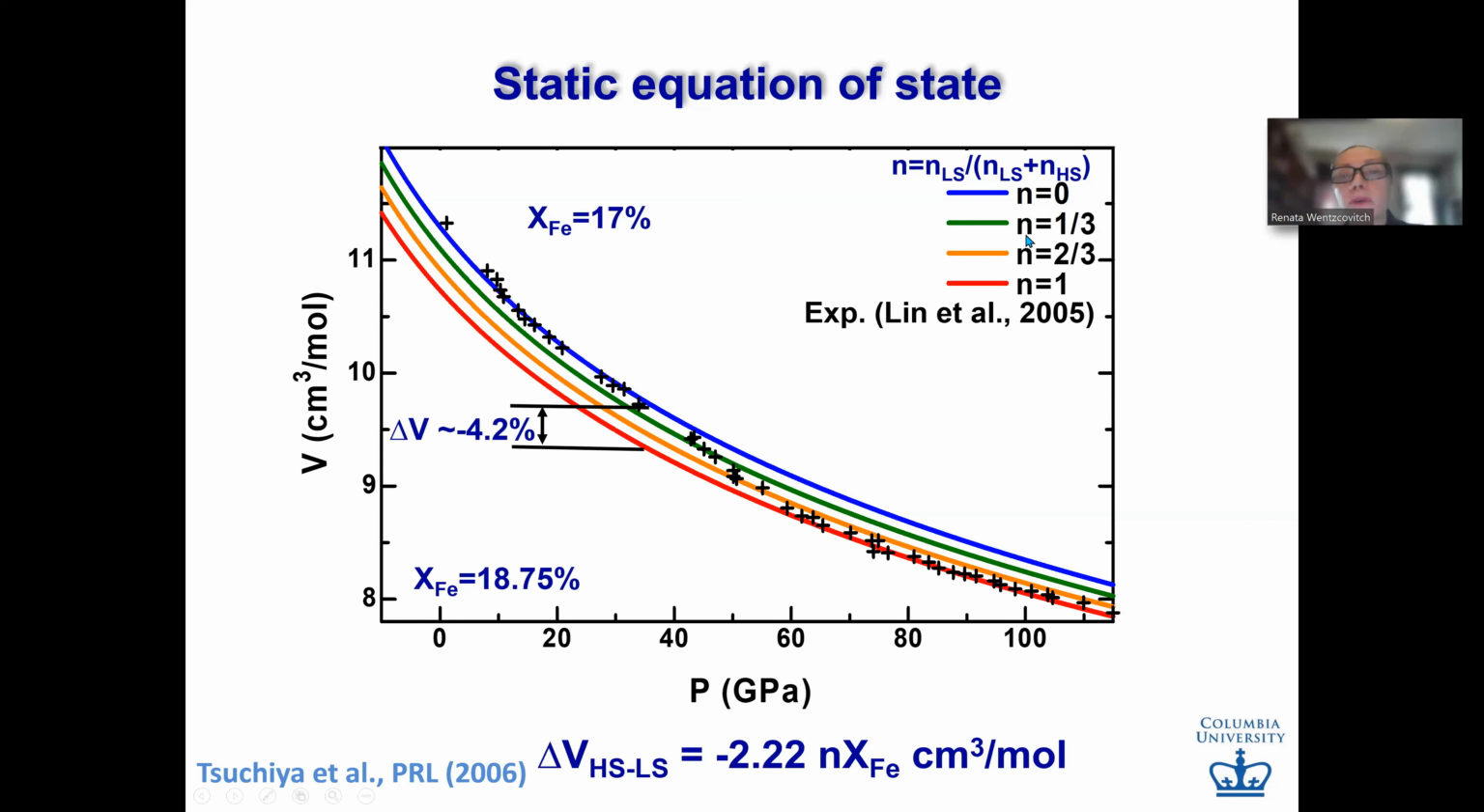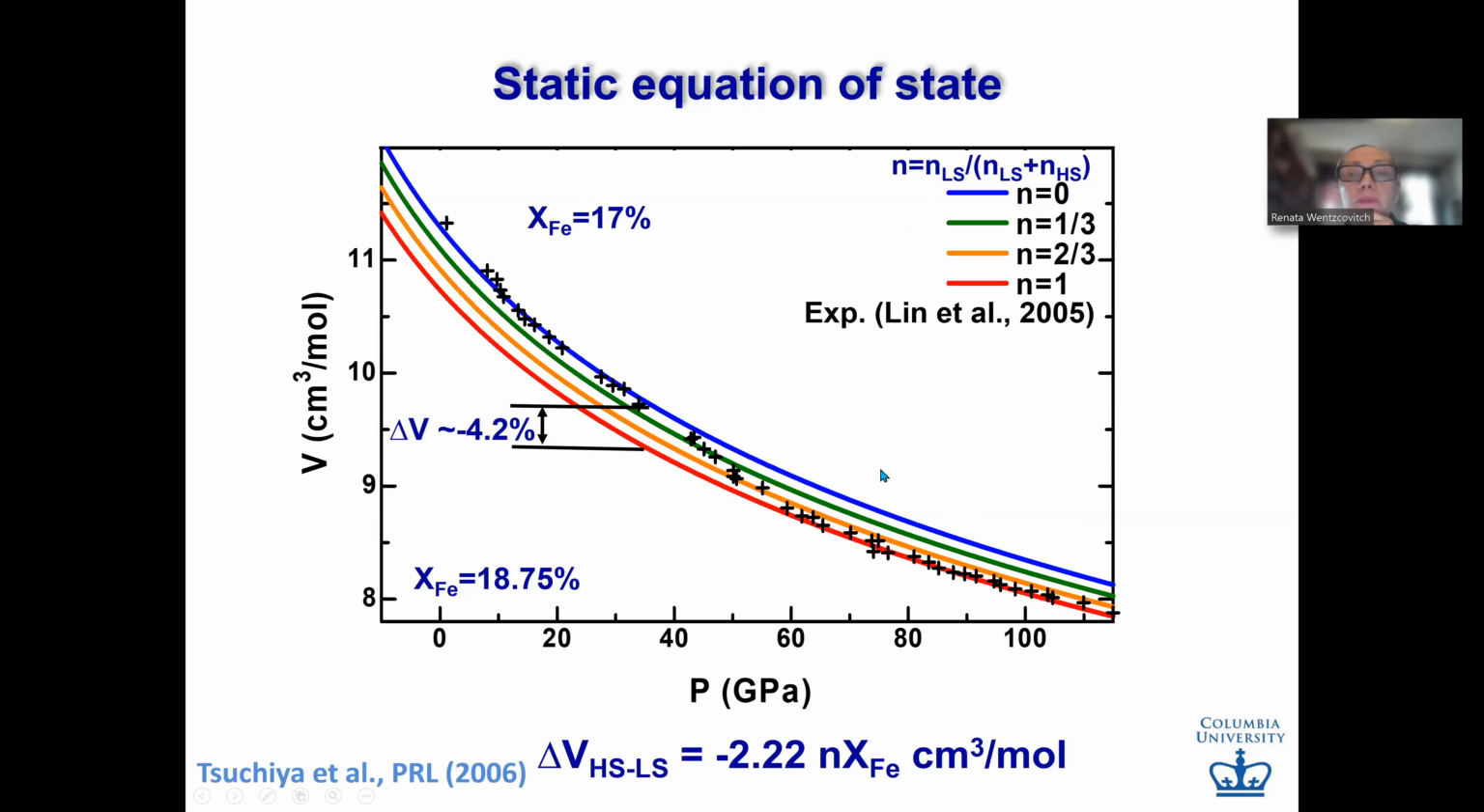So here you can see the compression curve for the same supercell with 1/3 of irons in the low spin state or 2/3 of iron in the low spin state. So that's essentially the physics. There is a mixed spin region where the high spin and low spin configurations are coexisting.